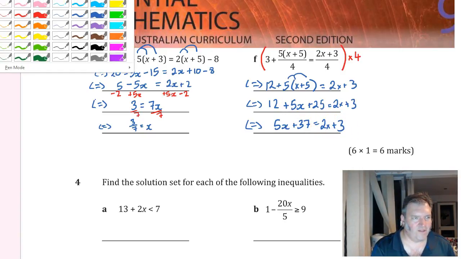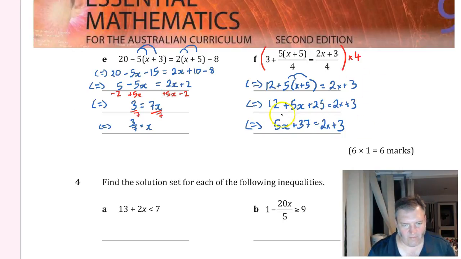Now it's looking really nice. Get all my x's on one side. This time I've got more of them on the left than the right. So I'm going to get rid of those 2x on the right by subtracting them. If I do it on the right, you've got to maintain equality and do it on the left as well.